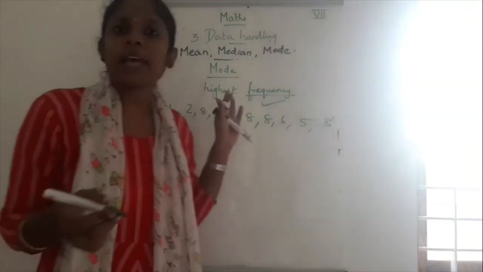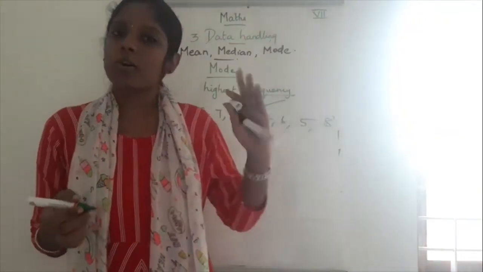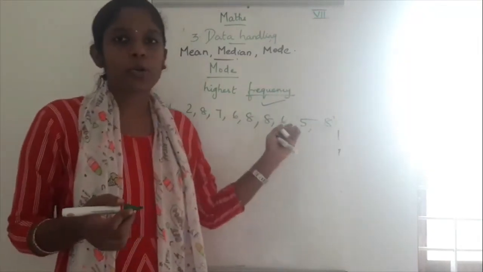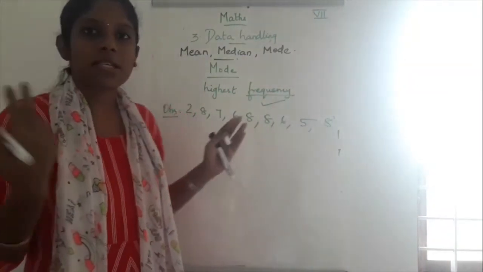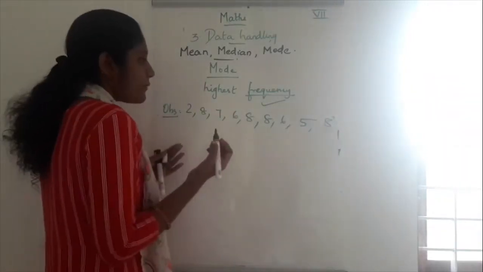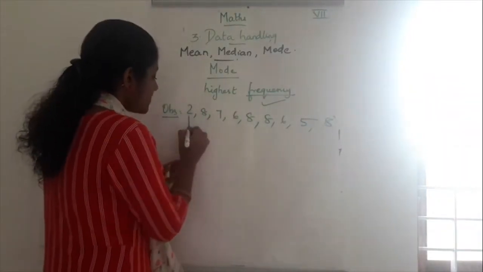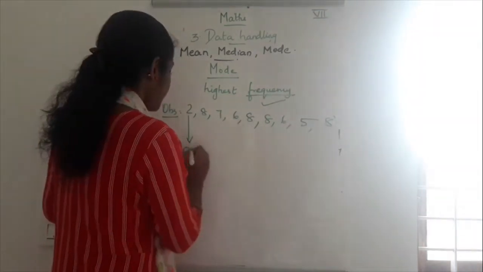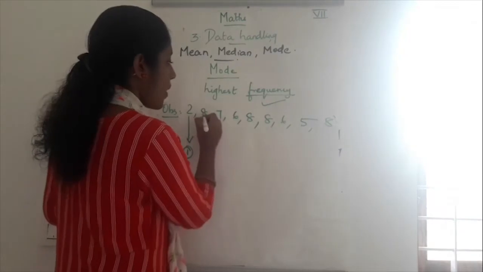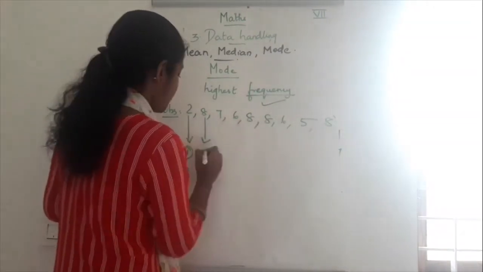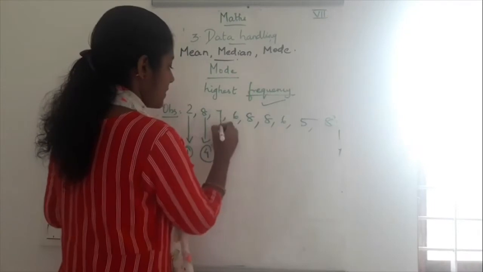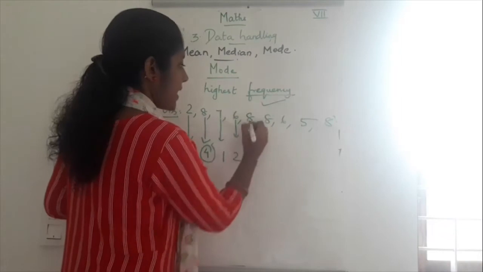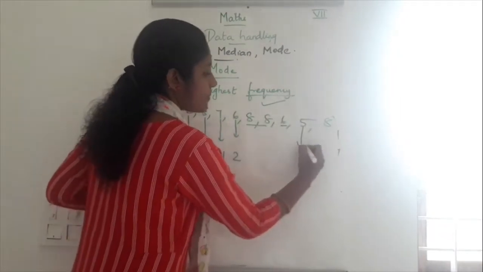First thing, same as for the mode, you can arrange it in ascending or descending order. Even if you don't arrange it, it doesn't matter. I am not doing it for this data. Then observe that 2 occurs one time. Next, 8 occurs 1 2 3 4 times. 7 only one time. 6, 2 times. 8 I have already counted. 5 one time.